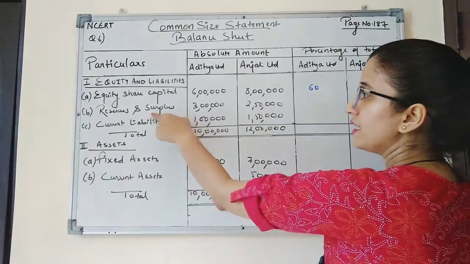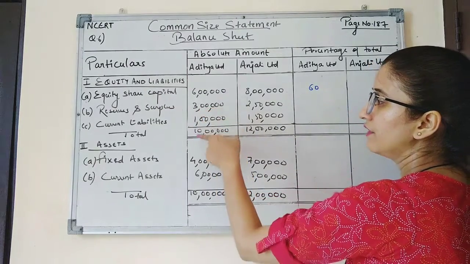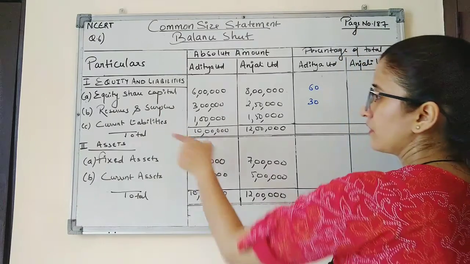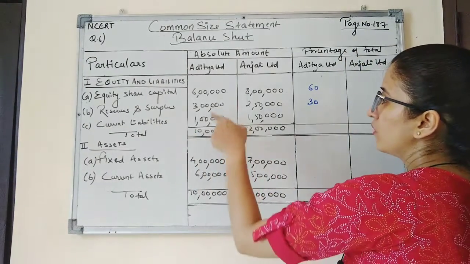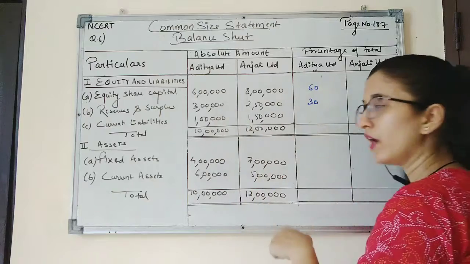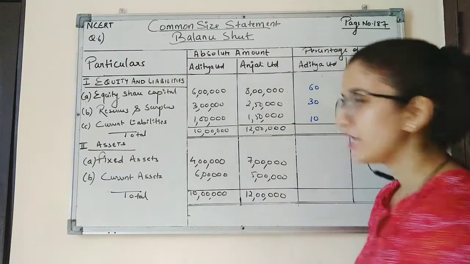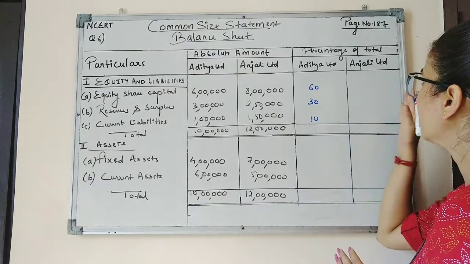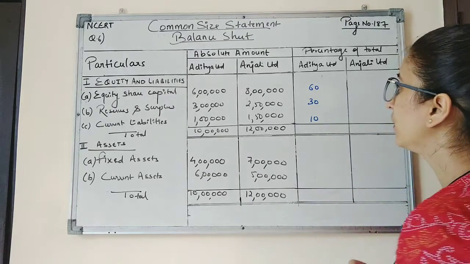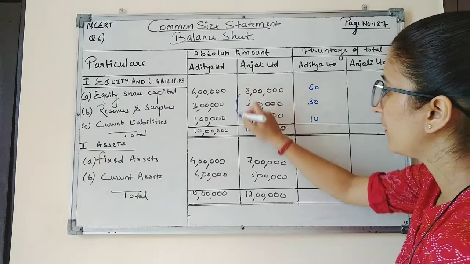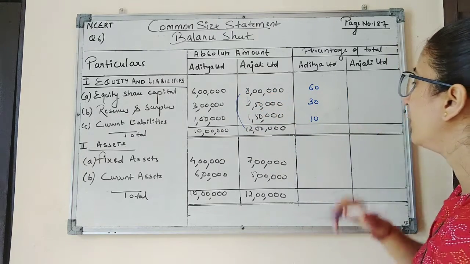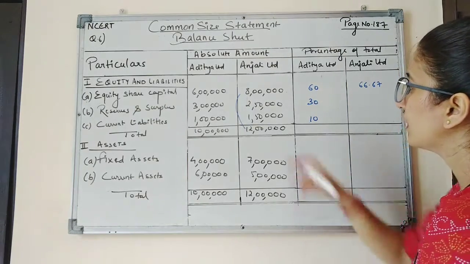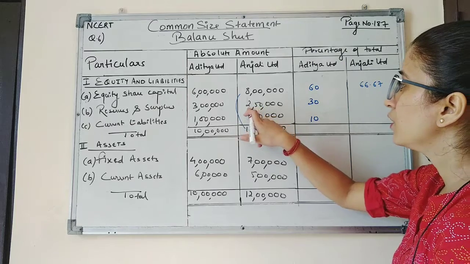60%. Second is reserves and surplus. 3 lakh divided by 10 lakh into 100 is 30%. And current liability will be 1 lakh divided by 10 lakh into 100, which is 10%. So in the same way, we will calculate the percentage total of Anjali Limited. So 8 lakh divided by 12 lakh into 100 will be 66.67%. Next will be reserves and surplus.